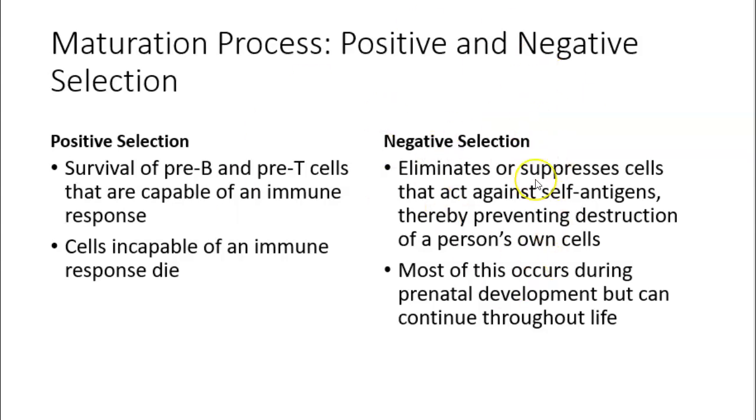Negative selection processes ensure that any B cell or T cell that acts against self-antigens, meaning that if they bind to an antigen that is a self-antigen, and that is the one that they would want to attack, they're specific for that antigen, we need to get rid of those B cells and T cells. Okay, so after both of these selection processes, if a B cell or a T cell does not pass either one of them, the B cell and T cells will die.